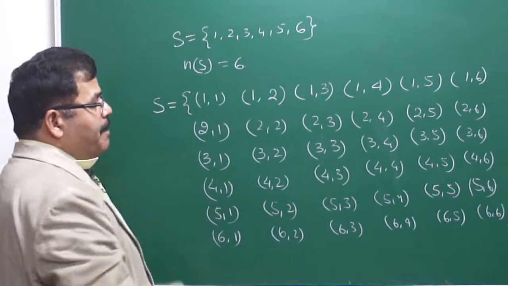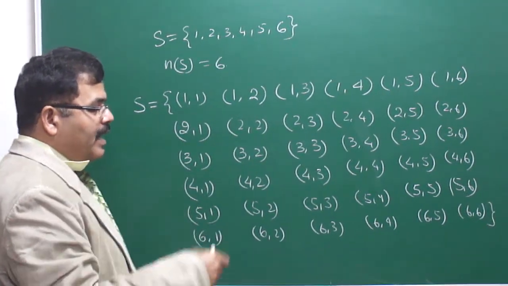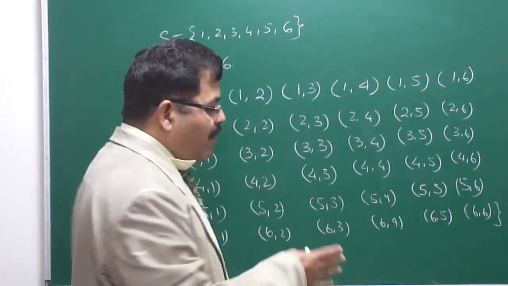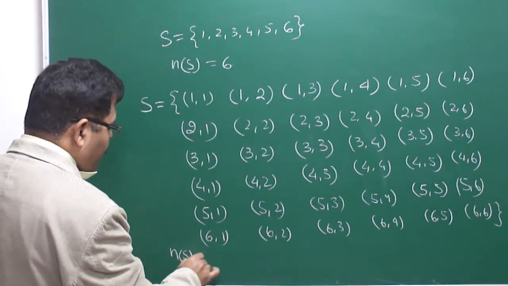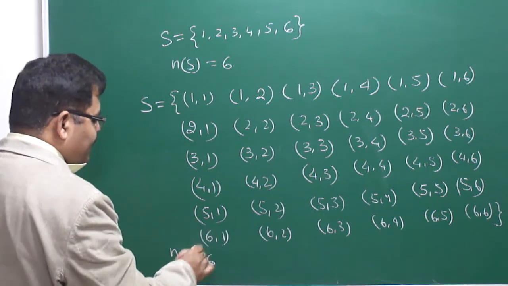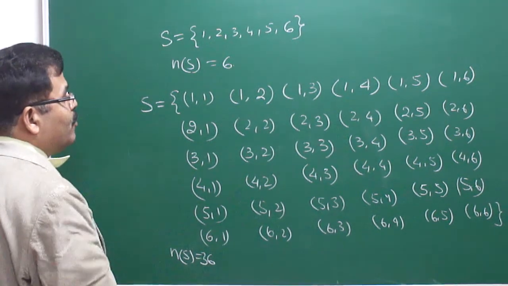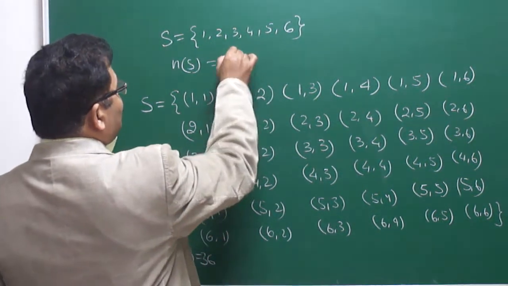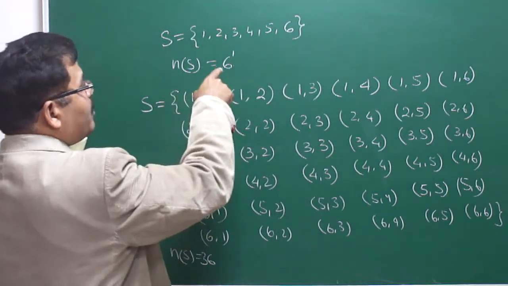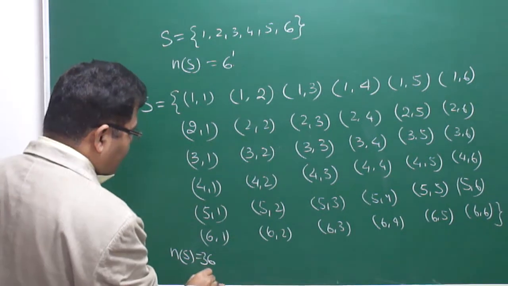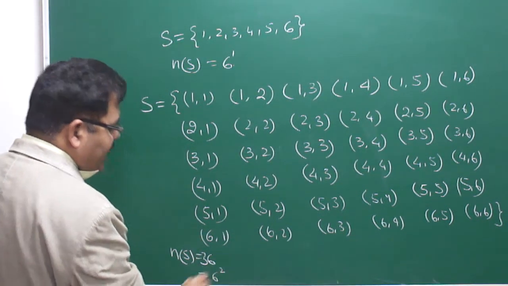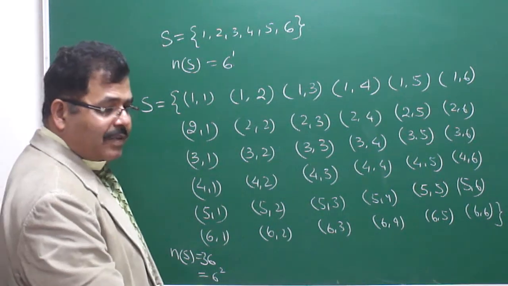Any one of them may appear together when a dice is thrown twice. Out of these 36 possibilities, any one of them may come out. So this is 36 when two dice are thrown together. If one dice is thrown a single time, then 6 to the power 1. Two dice are thrown together, that is 36, which can be further described as 6 squared.